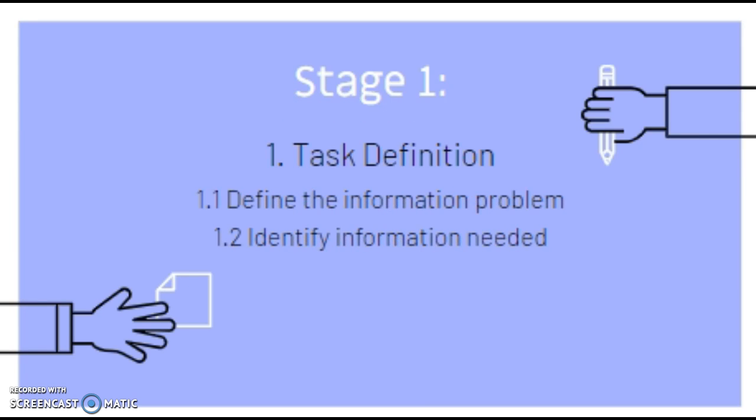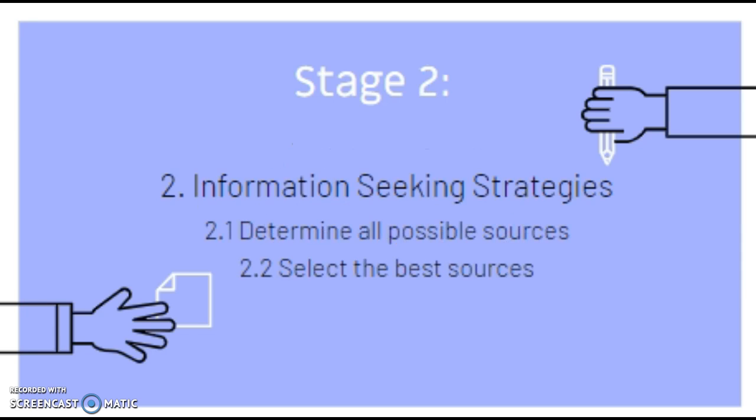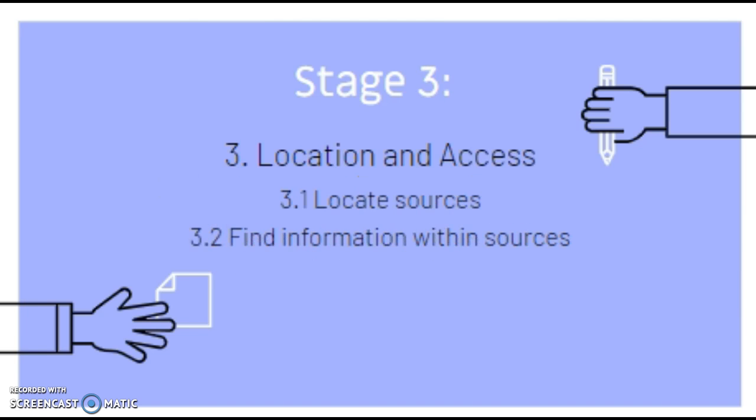Remember Stage 1, Task Definition. Define the information problem and identify information needed. Stage 2, Information Seeking Strategies. Determine all possible sources and select the best sources.